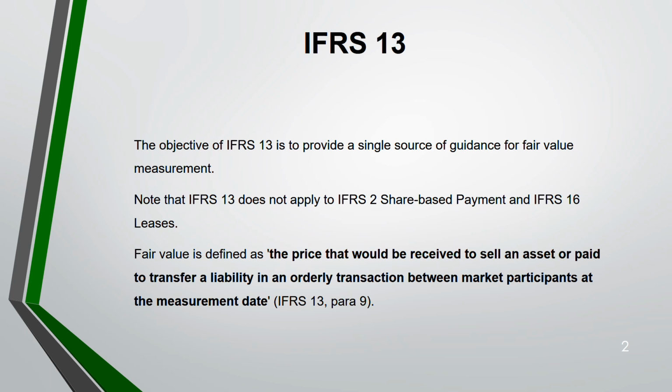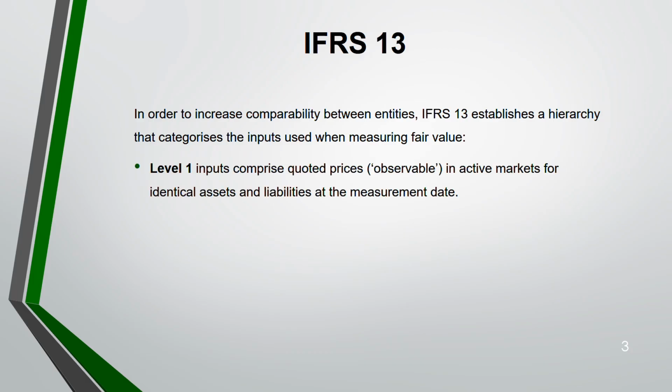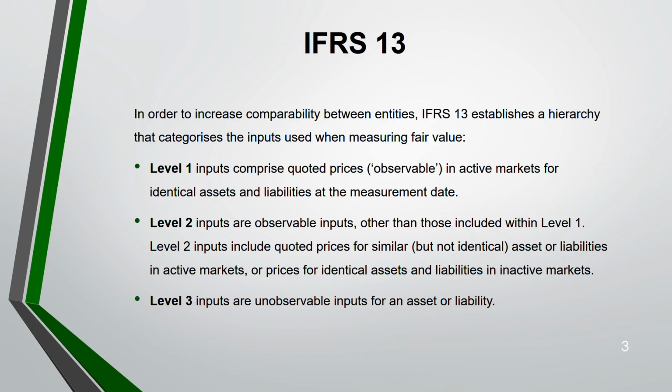In order to increase comparability between entities, IFRS 13 has established a hierarchy that categorizes the inputs used when measuring fair value. There are three levels to measure fair value: Level 1, Level 2, Level 3. Level 1 is when you are looking at an active market to get the prices. Usually they are quoted prices for identical assets and liabilities. You take that price and that's the fair value.